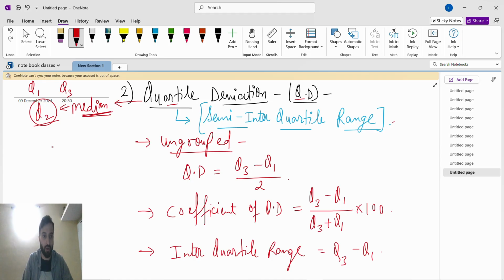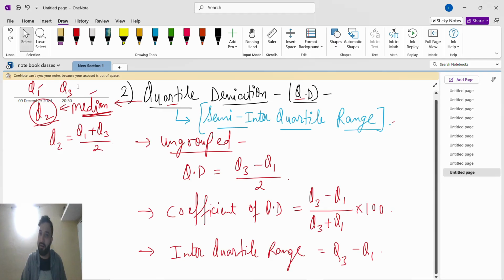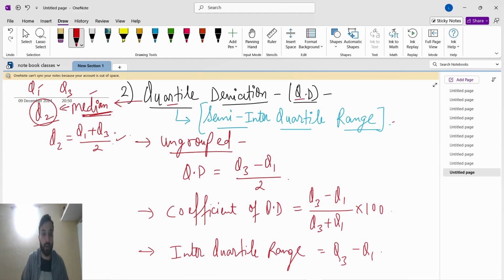If they talk about median, that means Q2 is the median. So what is the formula of median Q2? Q2 formula is Q1 plus Q3 divided by 2. This is the formula for median. If the question is of quartile and they talk about median, they are talking about Q2. Q1 is the first quartile, Q3 is the third quartile, and Q2 is the median. Very important, remember this, we'll solve the questions also.